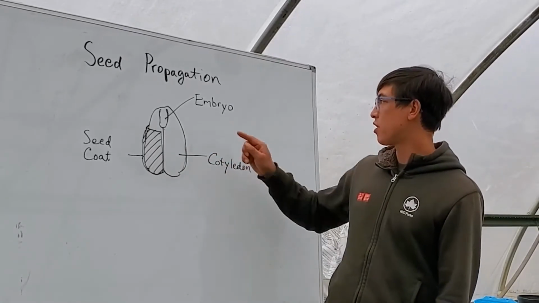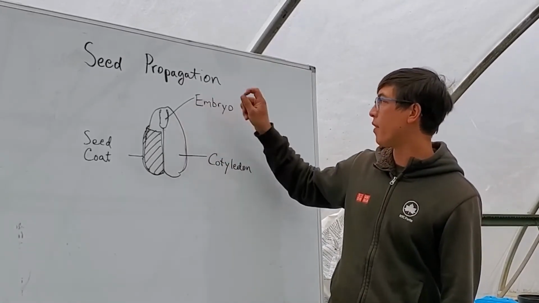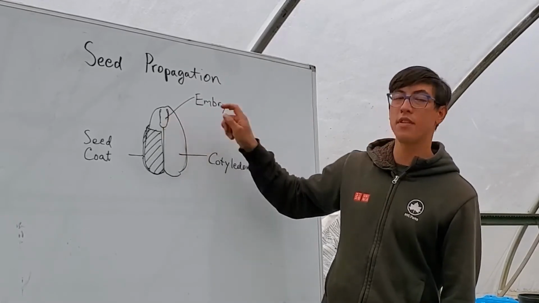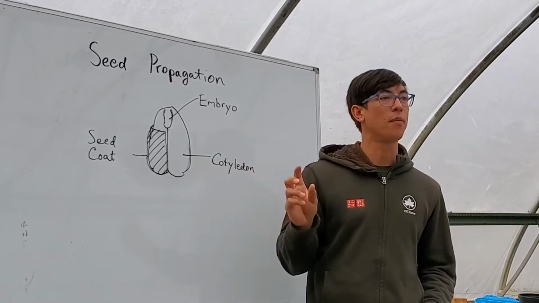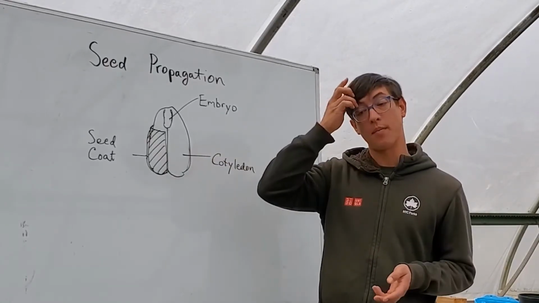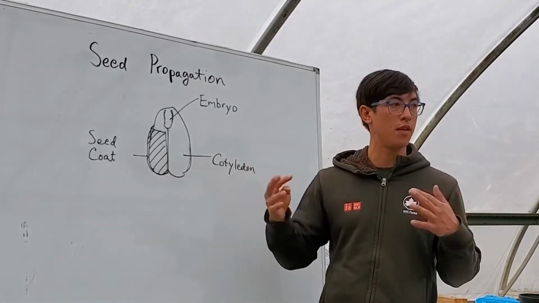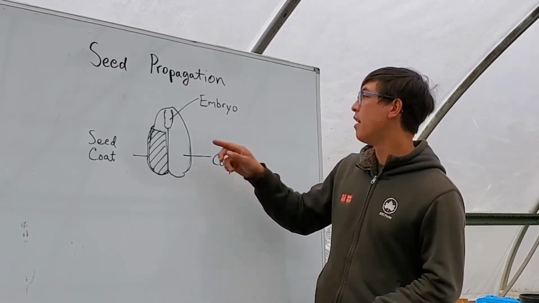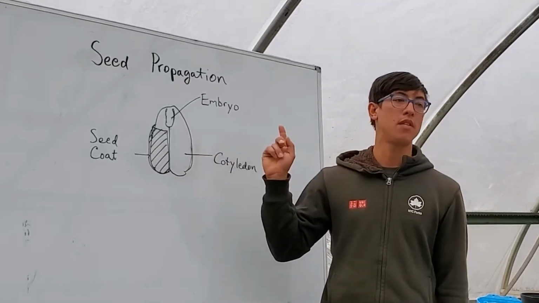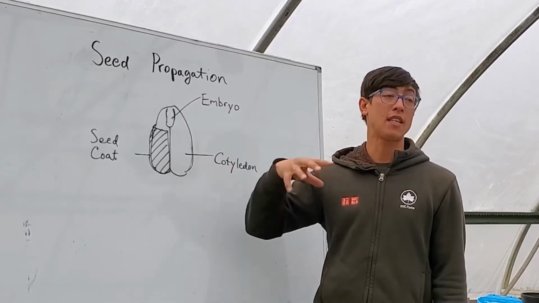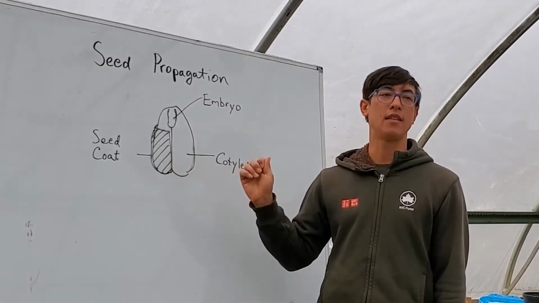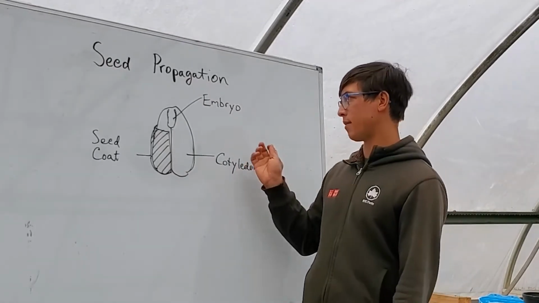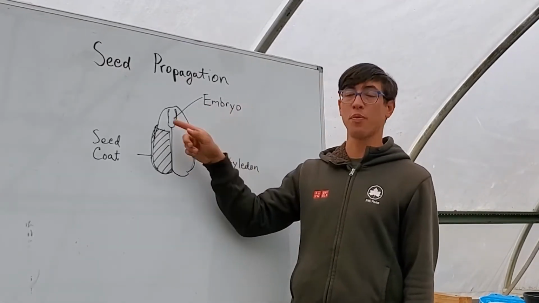miraculous. So we'll start with the embryo. The embryo is the part of the seed that becomes the new plant. It's genetically distinct from its parents because most seeds come from two different parent plants that come together, and the embryo contains the genetic material that makes the plant that grows from the seed unique and its own individual plant. So this is the new true plant.